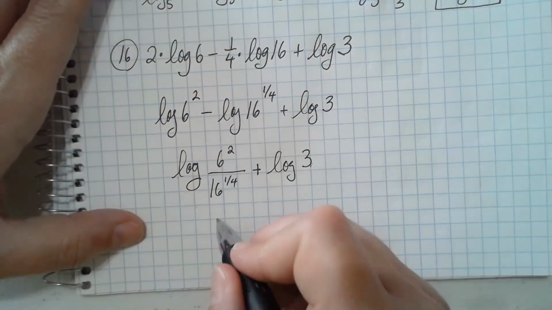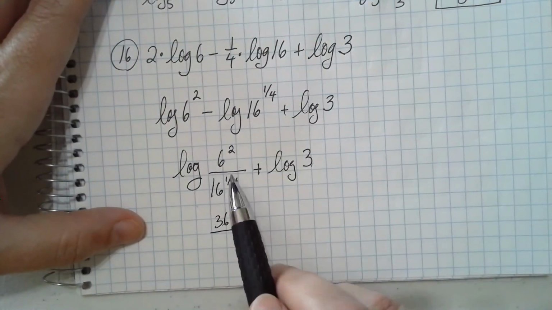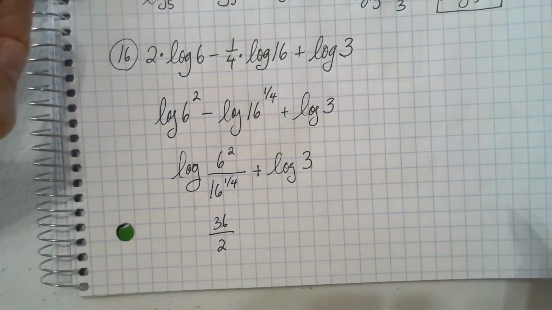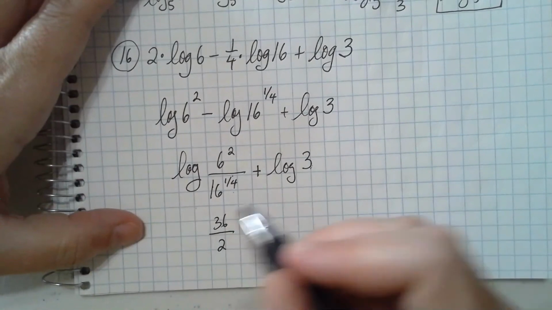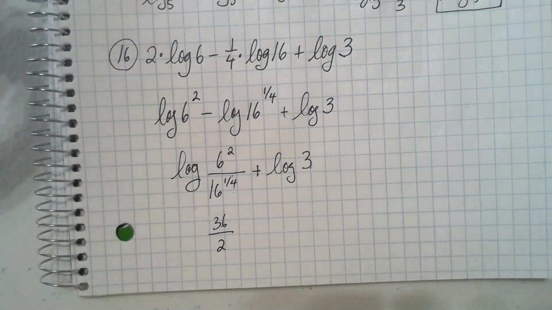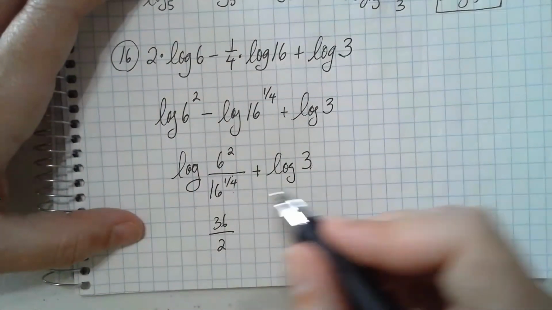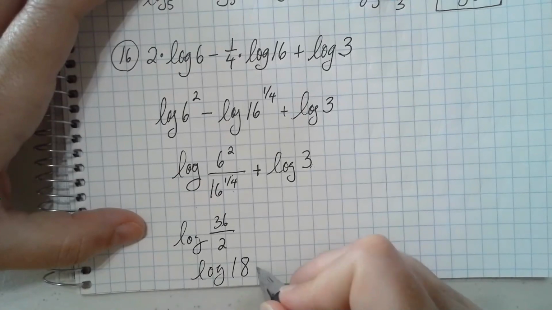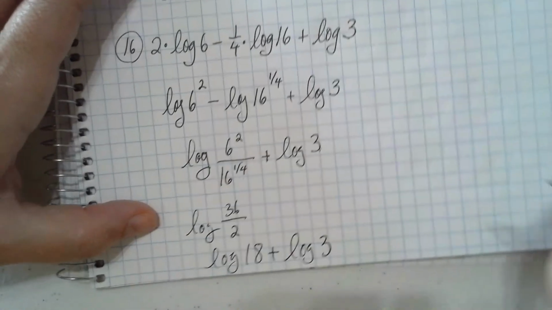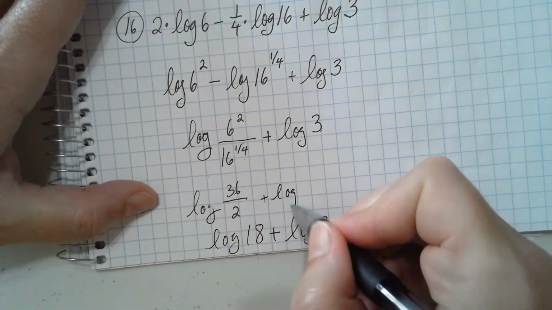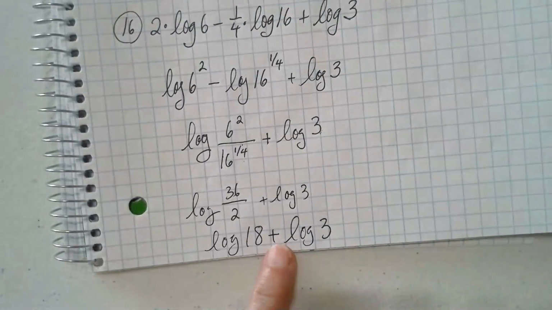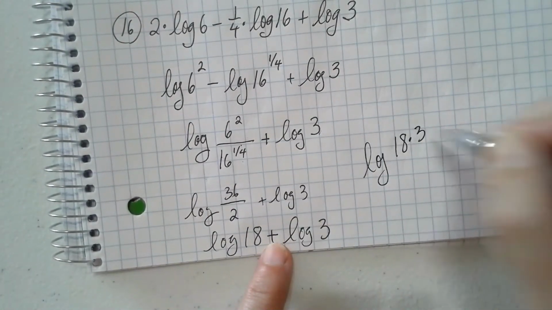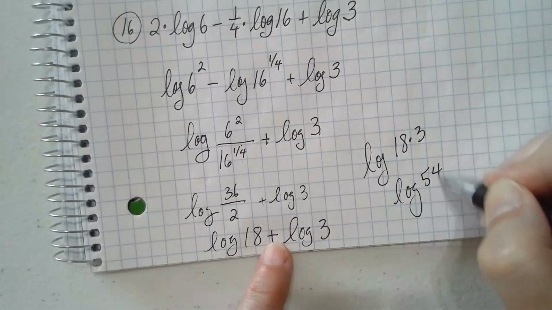So 6 squared is 36. 16 to the 1/4 power is 2, because 2 to the 4th power is 16. So 36 divided by 2 is 18. So we're going to have log of 18 plus log of 3. So I still have this log of 3 in here that we're bringing down. So now this is plus, so we're going to multiply 18 times 3 and get 54.